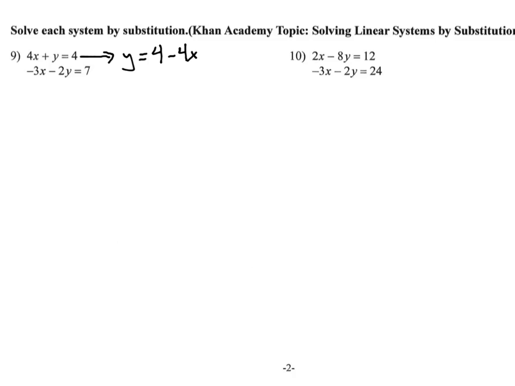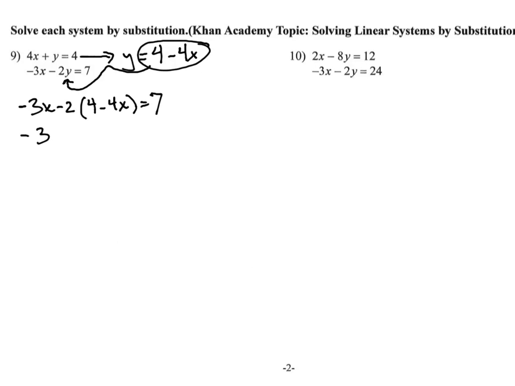And this is solving by substitution, so it's exactly what it sounds like. I'm going to take this, and I'm going to plug it in for that y right there. So we've got negative 3x minus 2 times (4 minus 4x) equals 7. I'm going to distribute the negative 2, so it's minus 8 plus 8x equals 7. Combine like terms, so it's 5x minus 8 equals 7.